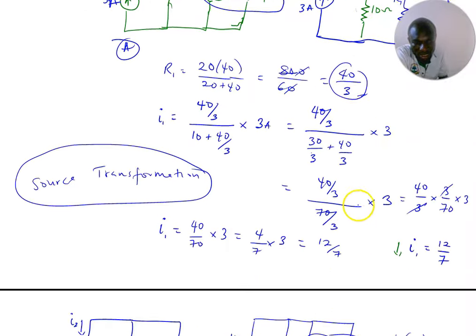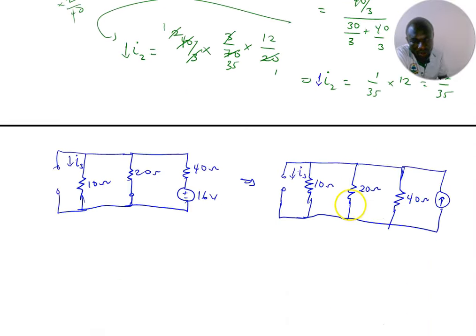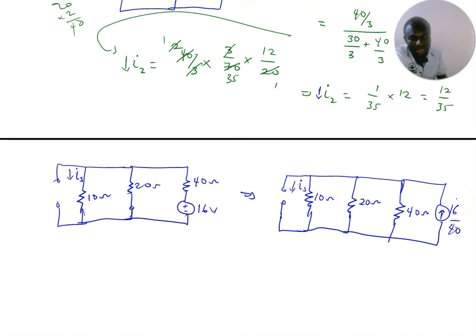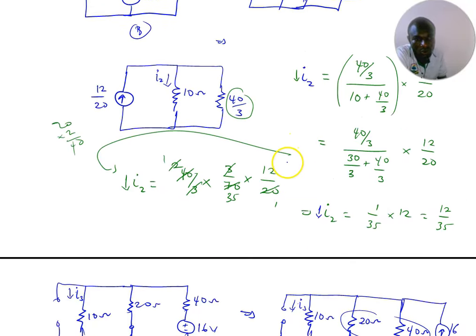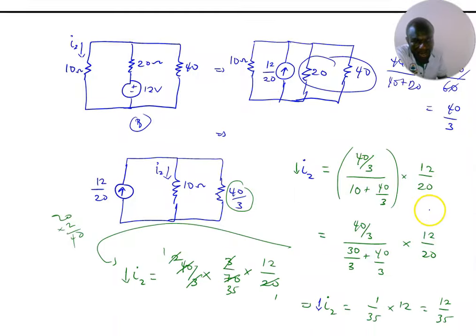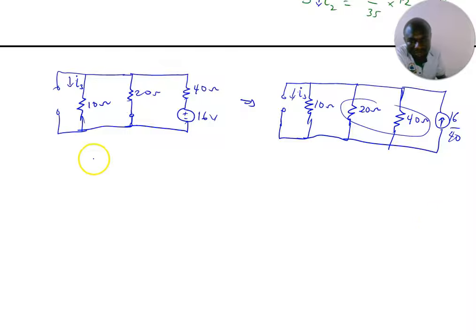So the value is simply going to be 16 on 40. That is V on R, 16 on 40. That is going to be the current on that path. So what do you do now? You can combine these two resistors, which are in parallel. When you combine them, what did you get? You don't want to do that combination again. You've already combined them, and we had 40 on 3. So in that case, the new circuit is simply going to be something like this.